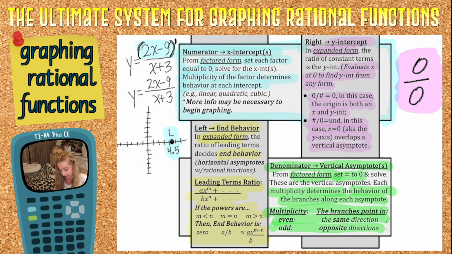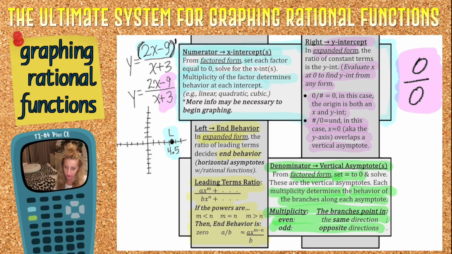To get your y-intercept, we typically think of it in expanded form. So in this case, factored form and expanded form end up being the same thing. What you really do is evaluate x at 0 to find the y-intercept from any form. So really, you can do it from any form. And the reason we look at what I wrote there, the right side, is because if I fill in 0 for x, I'm going to do it in the bottom equation. 2x and x go away, and the only thing left behind is -9 over 3, the constants.